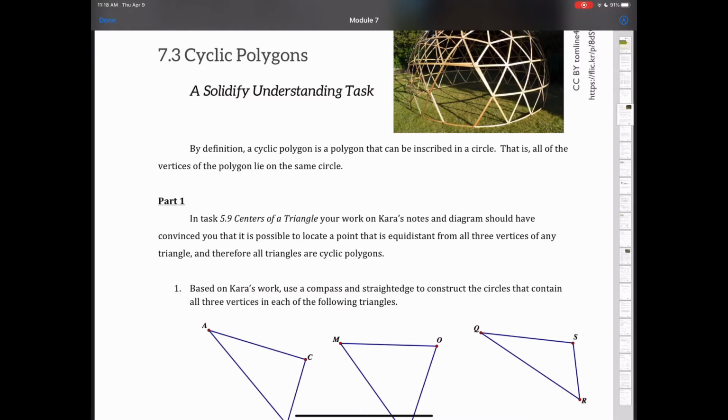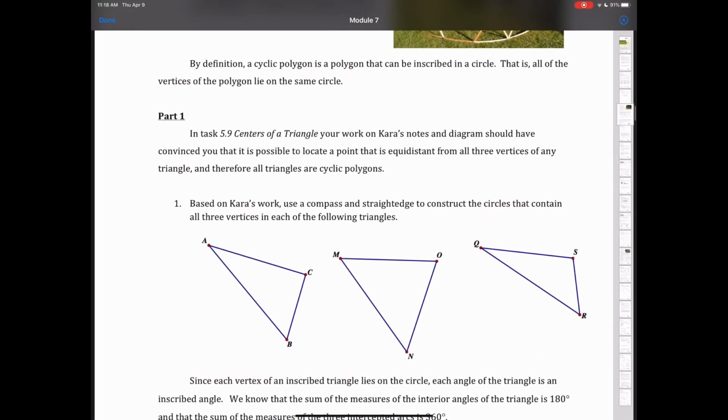In task 5.9, Centers of Triangle, your work on Kara's notes on a diagram should have convinced you that it is possible to locate a point that is equidistant from all 3 vertices of any triangle. Therefore, all triangles are cyclic polygons. That means you could inscribe, or draw, a circle that will touch all 3 vertices exactly.